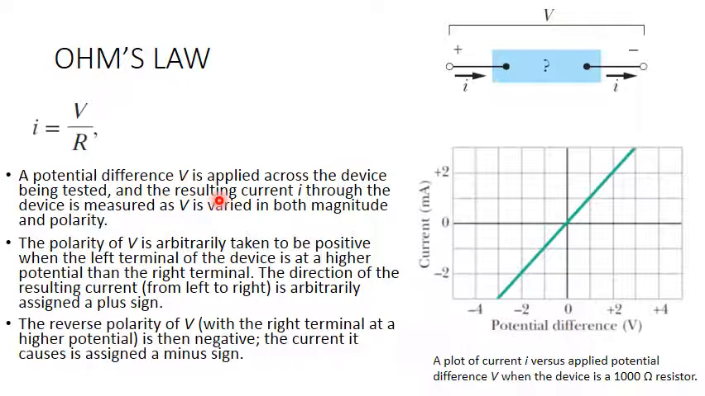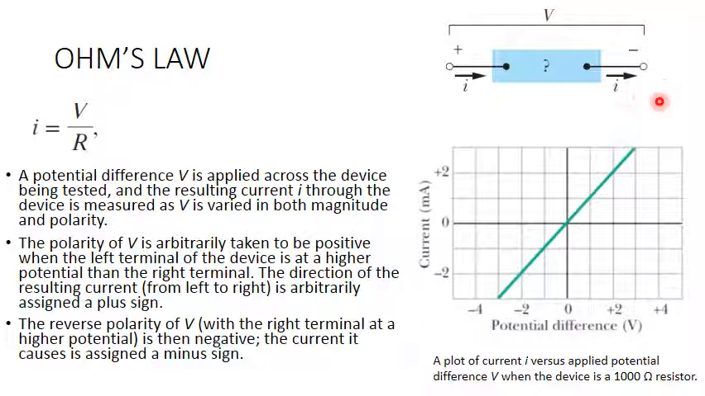A potential difference V is applied across the device being tested and the resulting current through the device is measured, as V is varied in both magnitude and polarity. The polarity of the potential V is arbitrarily taken to be positive when we are going from left to right. When the left terminal of the device is at higher potential than the right terminal, the direction of the resulting current from left to right is arbitrarily assigned a plus sign. So we will assume that if we are going from the left to the right, the current would be positive.